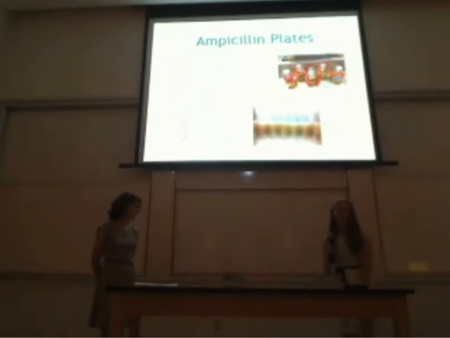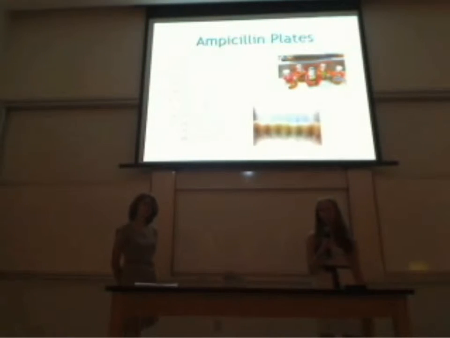So one of the first things that we did once we started this experiment was we made ampicillin plates using LB agar and an ampicillin stock that we made. The stock solution was made by adding 1 gram of ampicillin powder to 10 milliliters of deionized water. And then we filtered that using a really, really tiny filter to make sure it was completely pure.